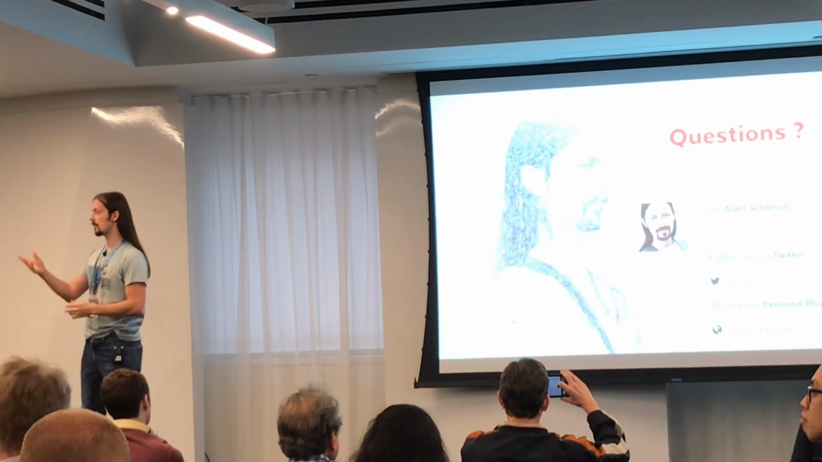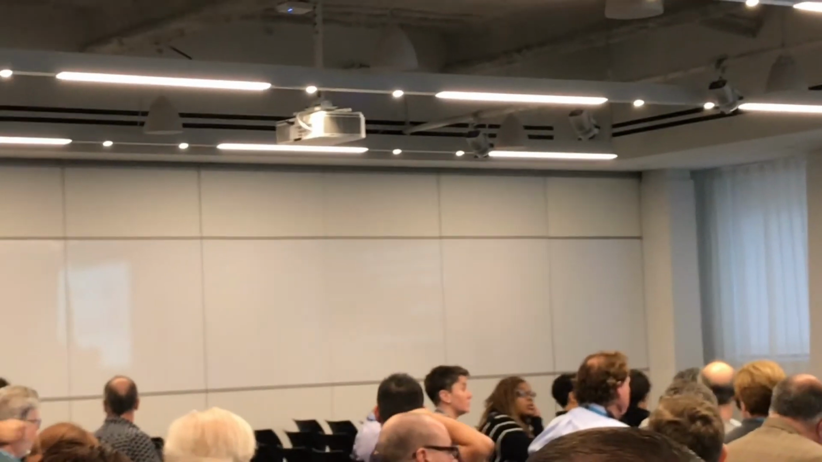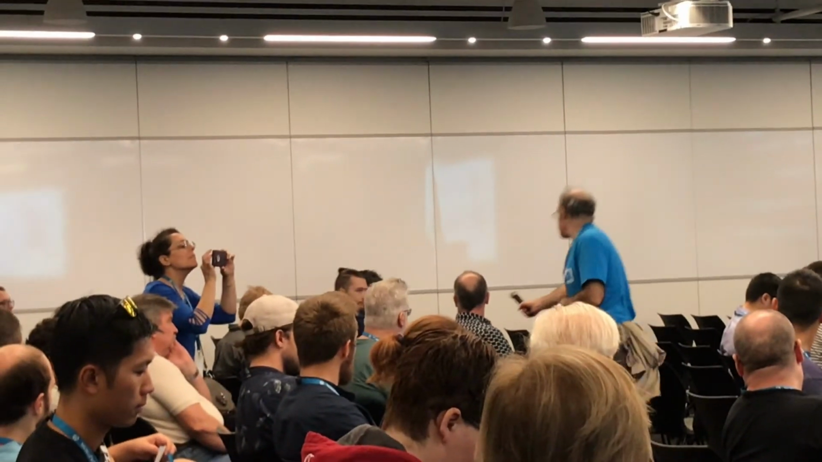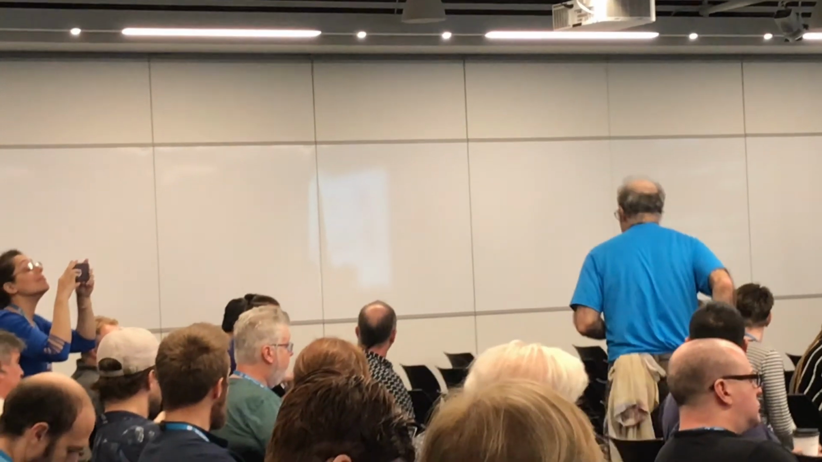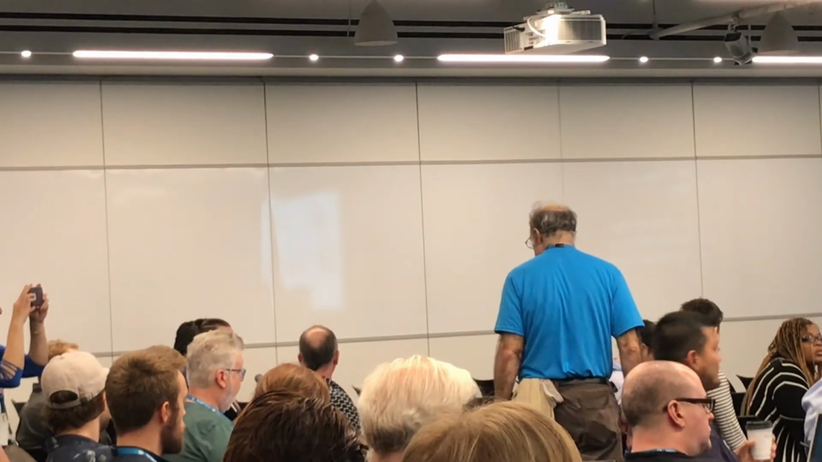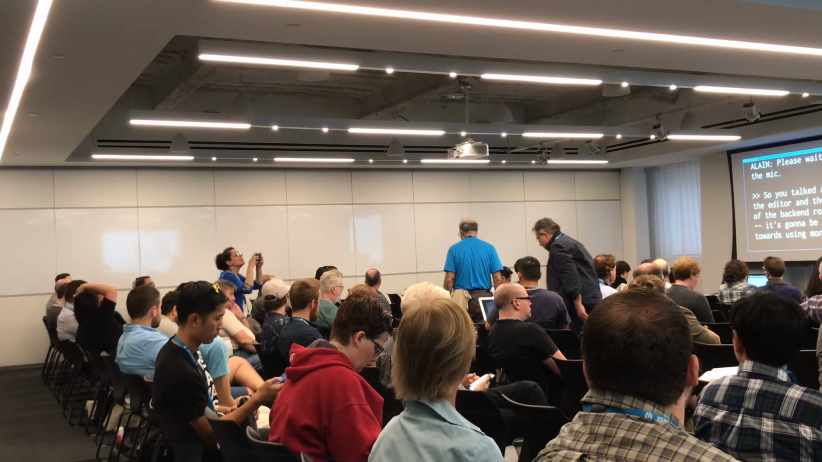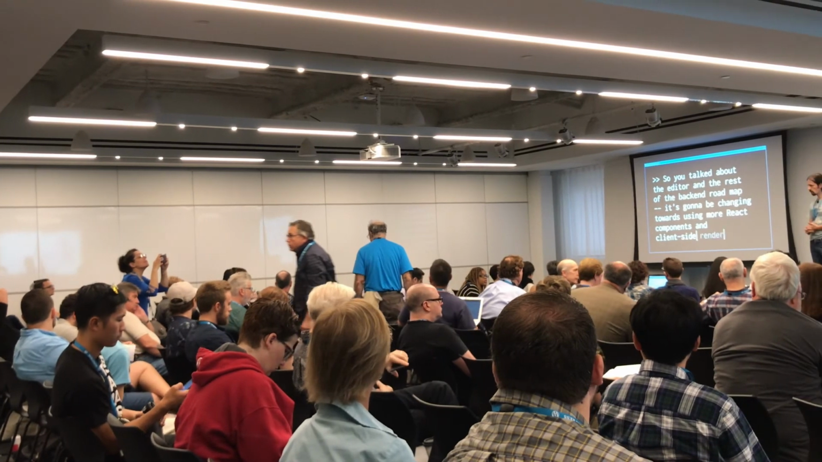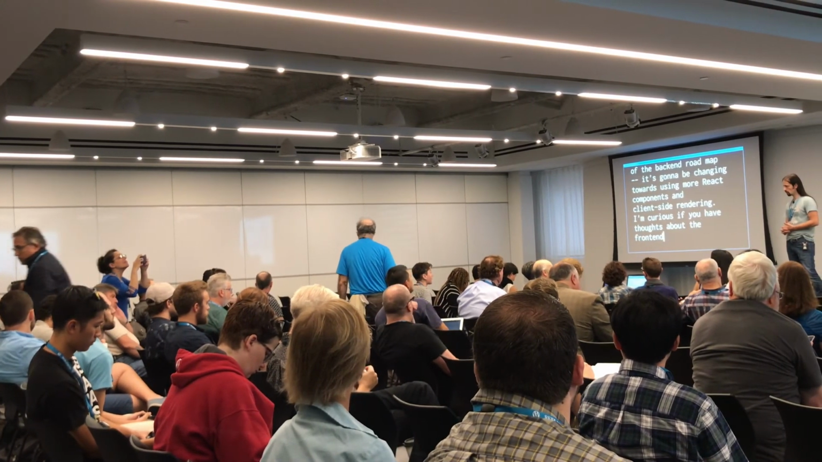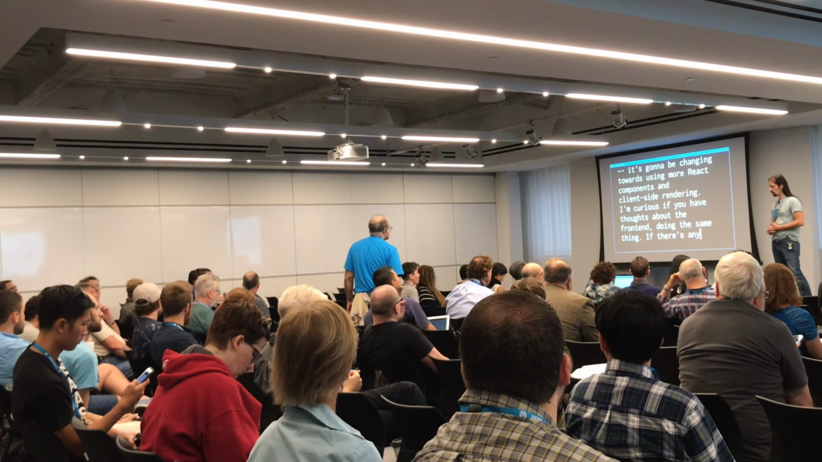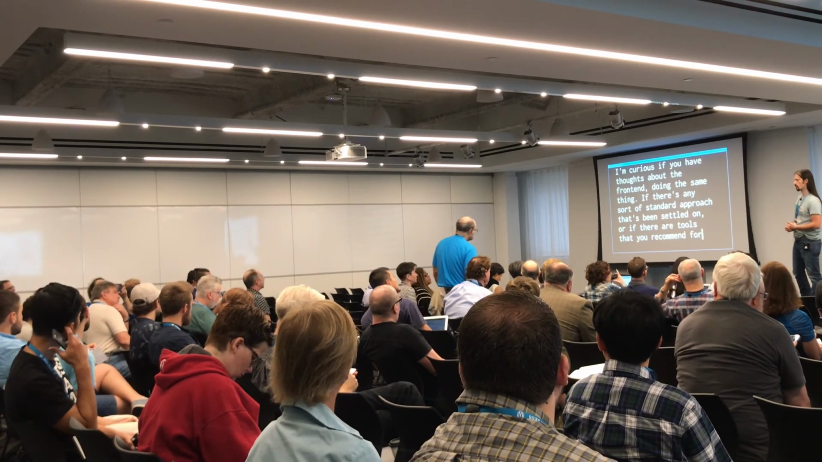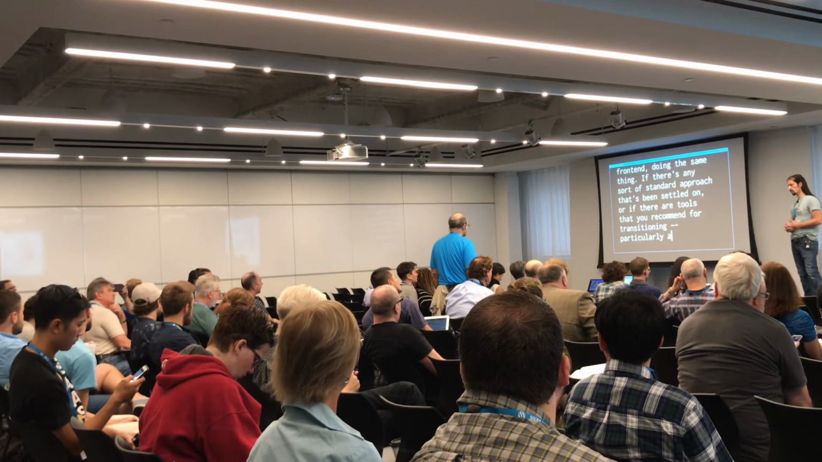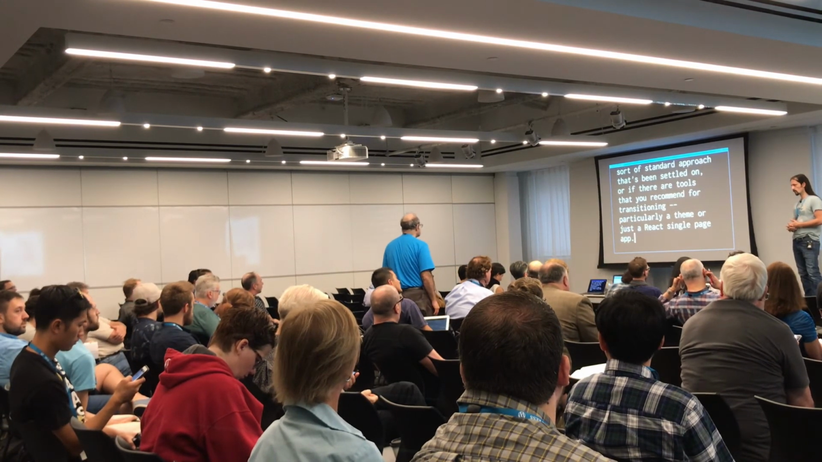So you talked about the editor and the rest of the backend roadmap is going to be changing towards using more React components and client-side rendering. I'm curious if you have thoughts about the front end doing the same thing, if there's any sort of standard approach that's been settled on, or if there are tools that you'd recommend for transitioning, in particular a theme or just like a React single page app. What sort of conventions do you recommend for that type of stuff?